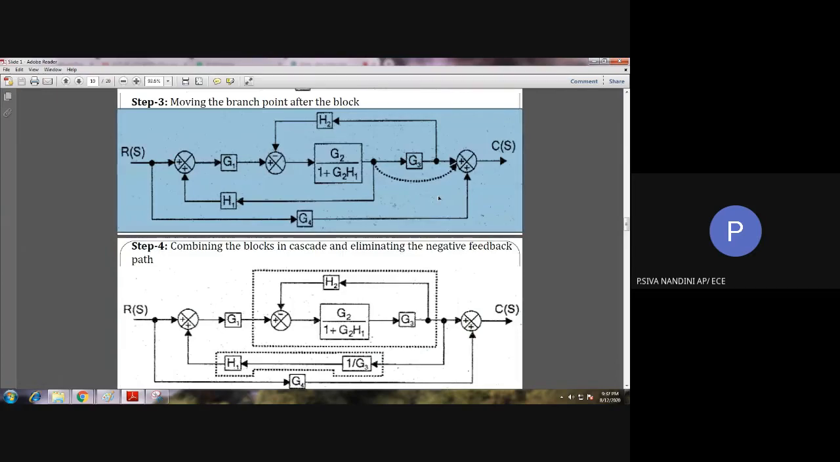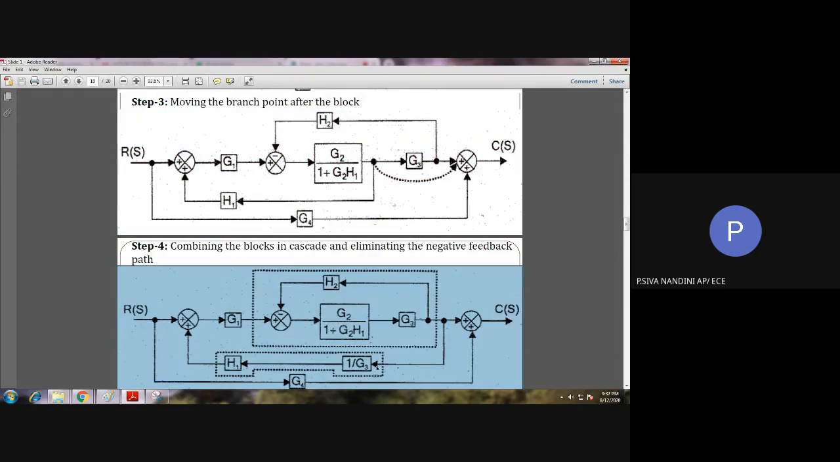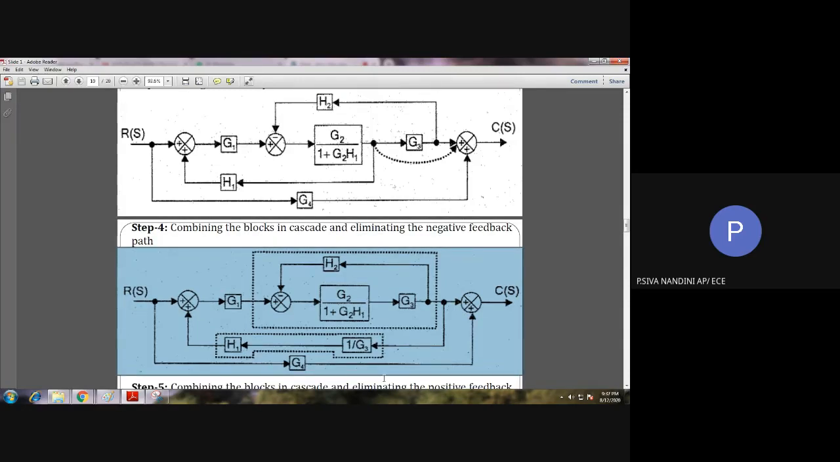As per the rule, for moving the branch point after the block, we need to include 1 by that block in the branch point path. See here, after moving this branch point after the block G3, we have obtained 1 by G3 in the branch point path. Okay. After that, here we are having these two blocks in series. That is G2 by 1 plus G2 H1 and G3 are connected in series. So these series blocks can simply be multiplied.